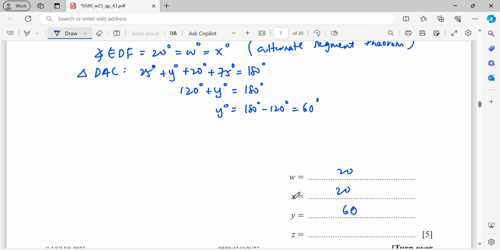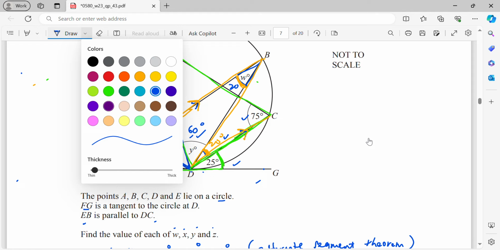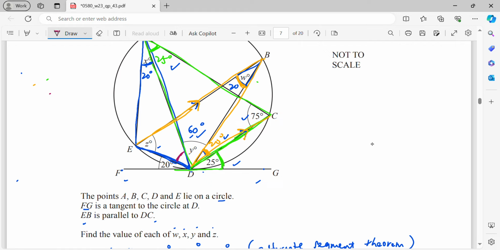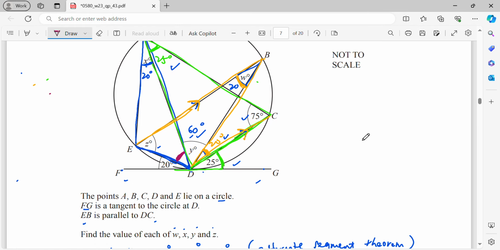Okay, so once you have found the Y is 60 degrees, I will label this as 60 degrees. Now I just need to find another one, which is Z. So again, from here, I need to find this angle, because later on I need to use the whole triangle EDB to get the Z. So my angle EDB here, or I would say not EDB, this is basically EDA. I need to find EDA, right?